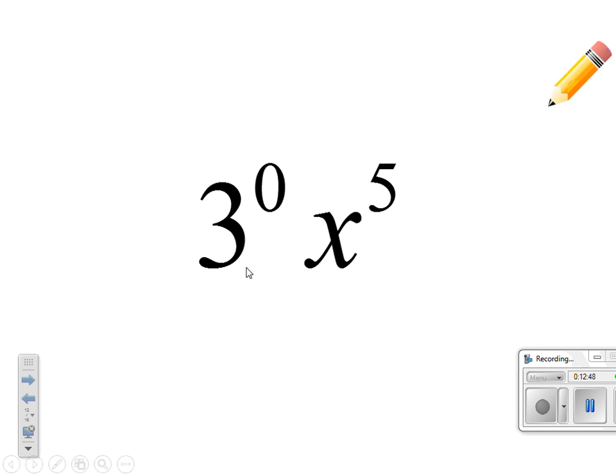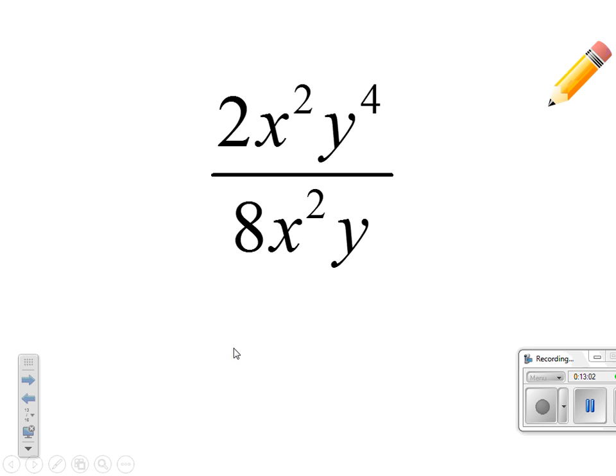Okay, let's try another one. Anything to the 0 power is 1. So this problem is 1x to the 5th. I have nothing else, no other x's to put it with. So that is my final answer.